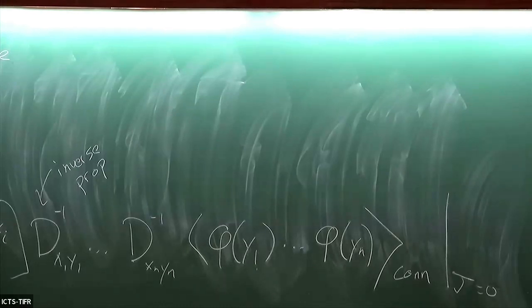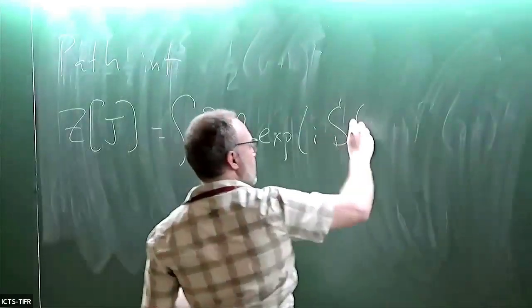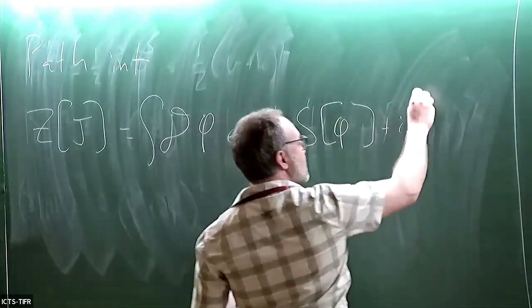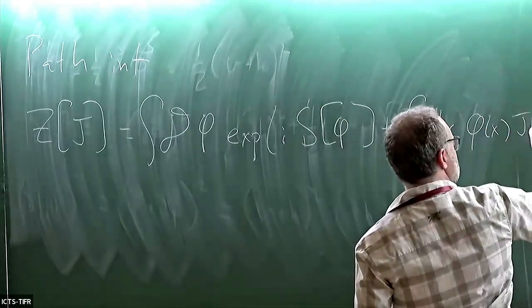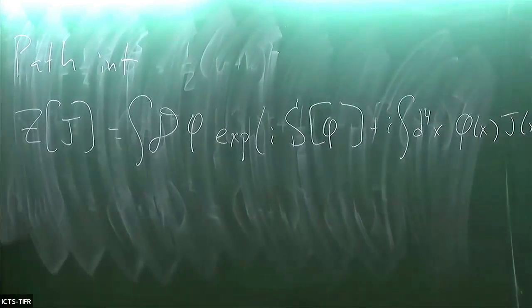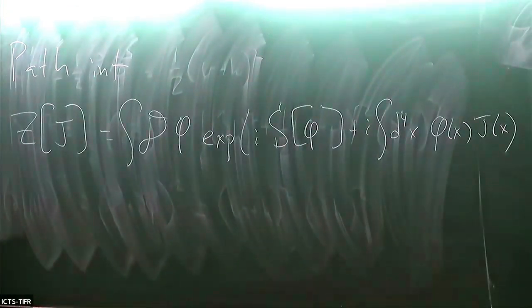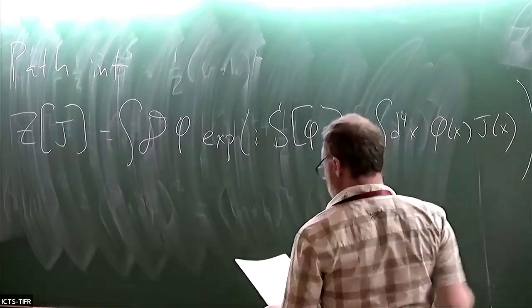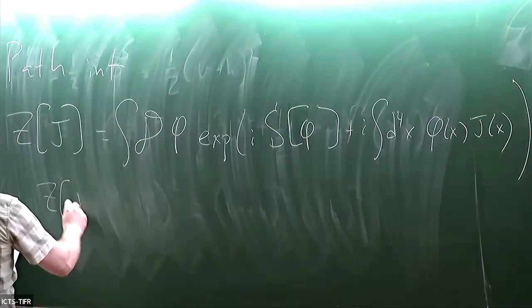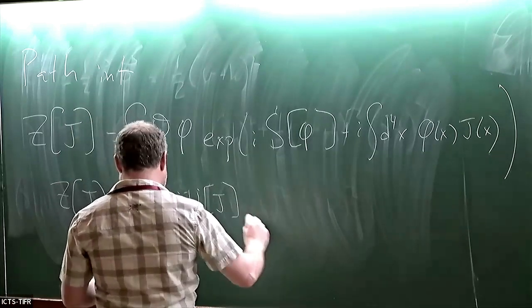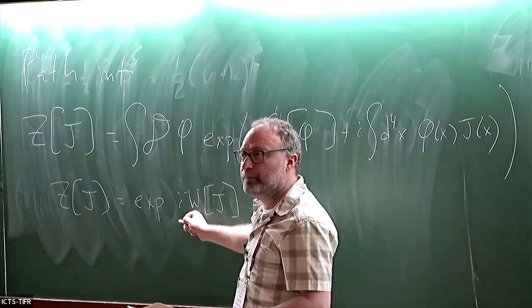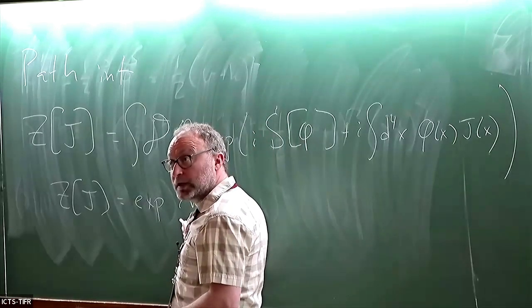So if we write Z as a functional of J, okay, we're doing the path integral over fields, e to the i action, plus this source term, and then we write Z of J as e to the i W of J, right, where this W, this is just by definition, but this W generates for us the connected correlators, okay?